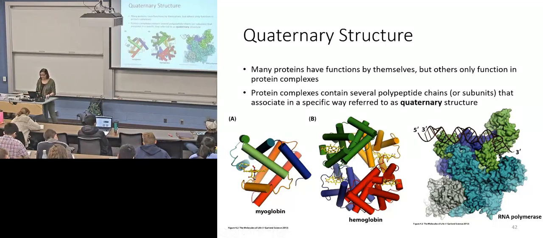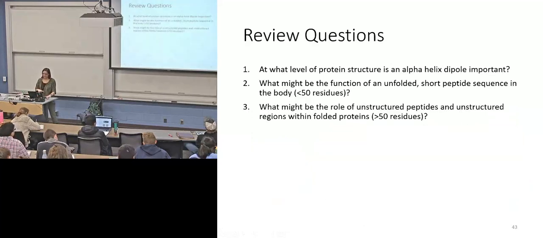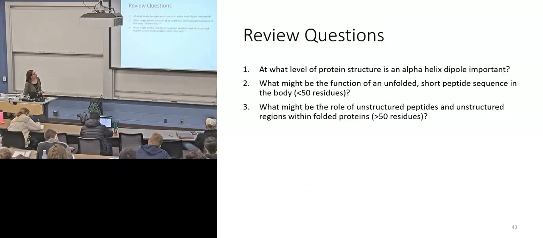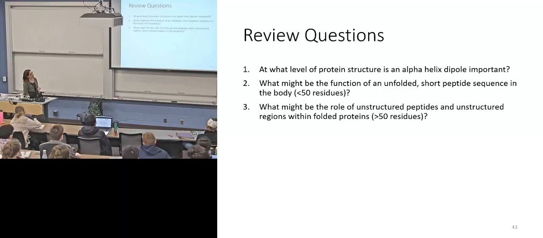Oh, I did put a review question slide in here. All right, talk to someone next to you about these 3 questions for a couple minutes, okay? At what level of protein structure would an alpha helix dipole be important? What might be the function of an unfolded short peptide sequence in the body, something less than 50 residues long? What would be the role of unstructured peptides and unstructured regions within a folded protein? So talk about those for a couple minutes.